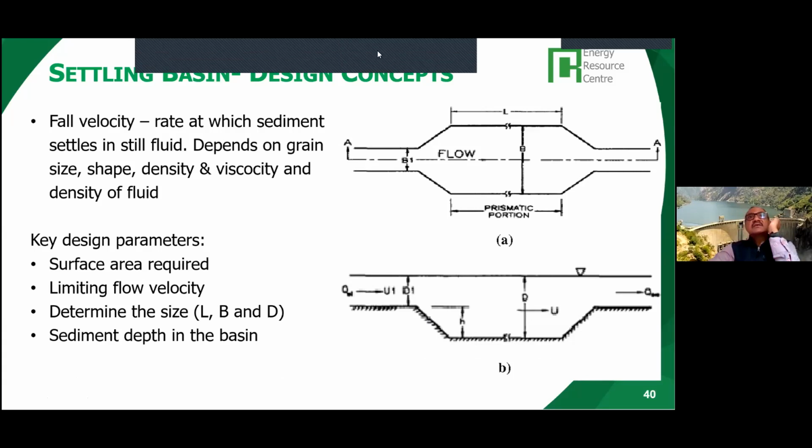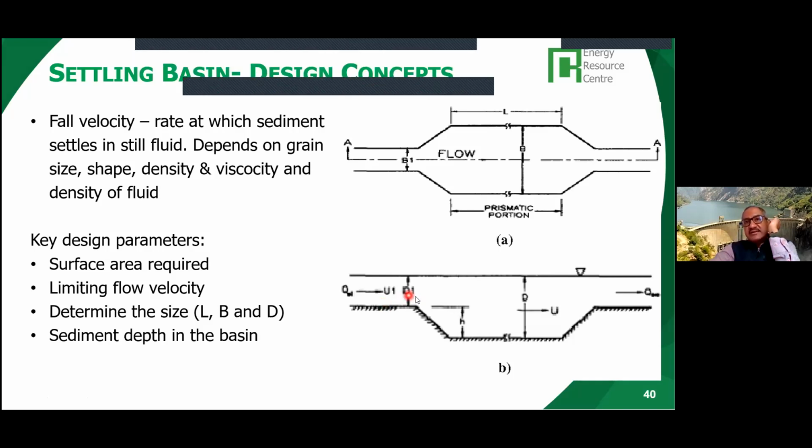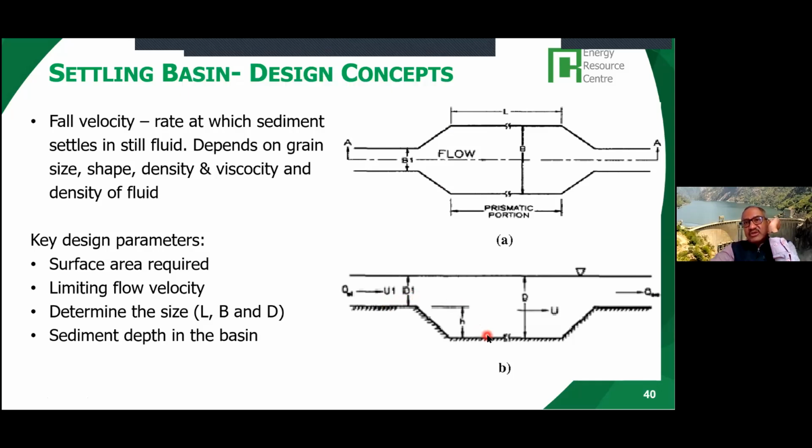Let me just get the spotlight. Okay, the sediment that is transferred here falls here, and we call this the fall velocity: how long it will take for that sediment to fall here. And it depends on several factors. Of course, the size of the sediment itself, the shape of the sediment, the density of the sediment, and the viscosity and density of the fluid. So if it is a viscous fluid, then it will be a different fall velocity.